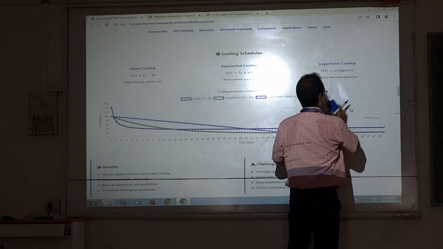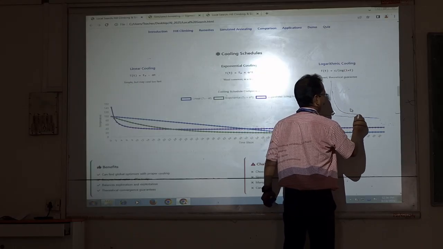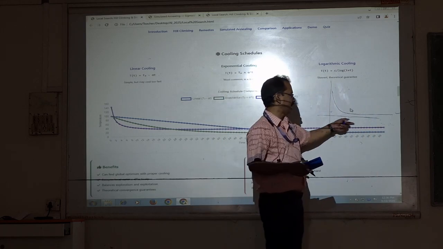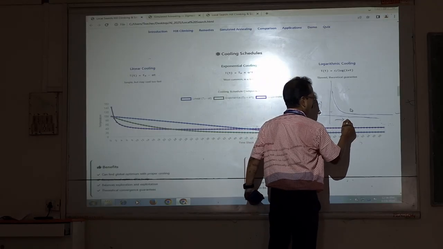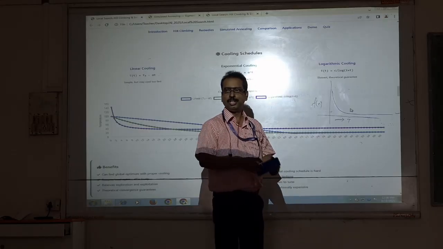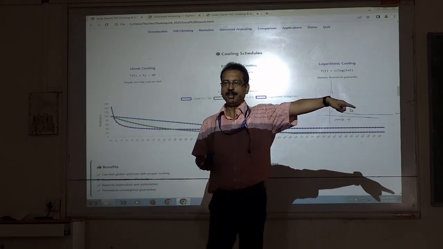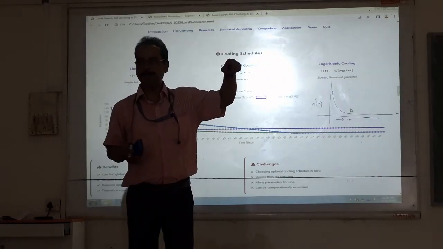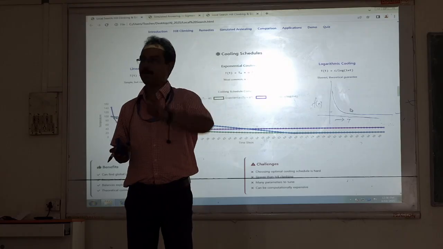But the best scenario is this type of curve. This is your number of iterations and this is f(x). So if your curve looks like this, that means you can understand your algorithm works fine. Gradually it is exploring and giving the value.